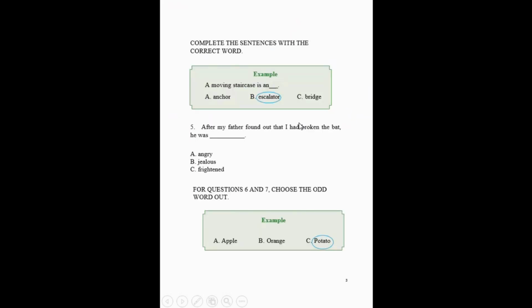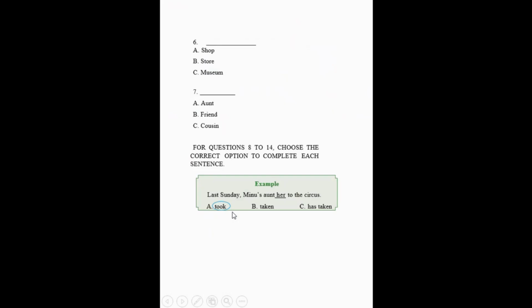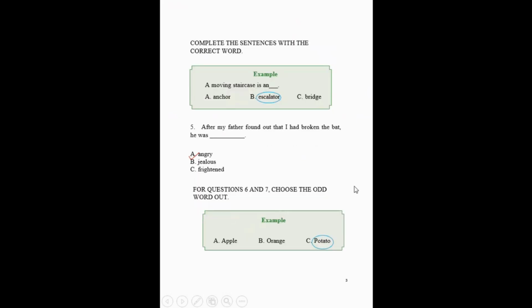Now the next one, complete the sentences with the correct word. A moving staircase is an, what do we call it? Anchor, escalator or bridge. We call it an escalator, right? After my father found out that I had broken the bat, he was angry, jealous or frightened. He was angry, right? Question number 6 and 7. For example, apple, orange, and potato.